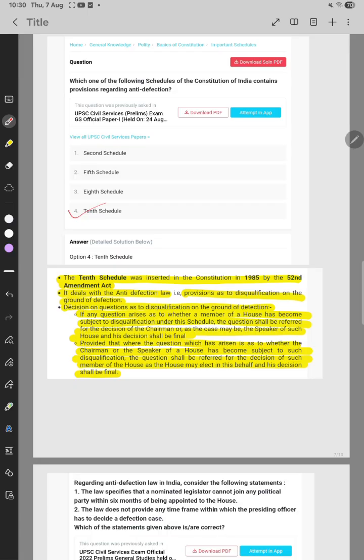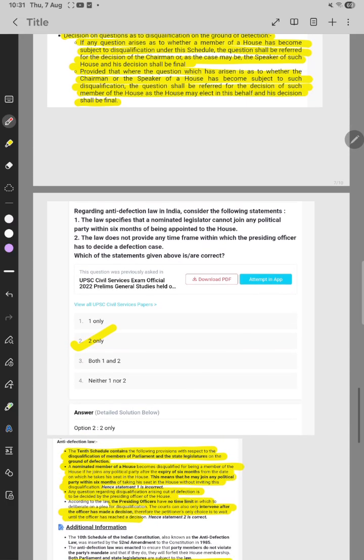Provisions as to disqualification on the grounds of defection. Decision on question as to disqualification on the ground of defection. If any question arises as to whether a member of a house has become subject to disqualification under this schedule, the question shall be referred for the decision of the Chairman, or as the case may be, the Speaker of such house, and his decision shall be final. Provided that where the question which has arisen is as to whether the Chairman or a Speaker of a house has become subject to such disqualification, the question shall be referred for the decision of such members of the house as the house may elect in this behalf, and their decision shall be final.